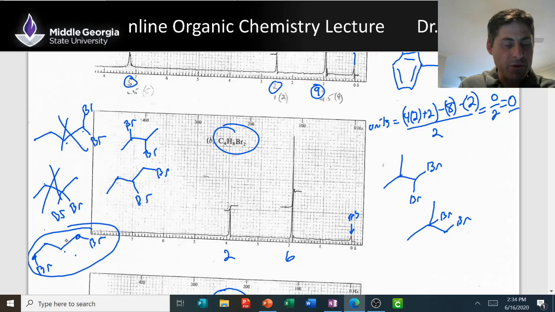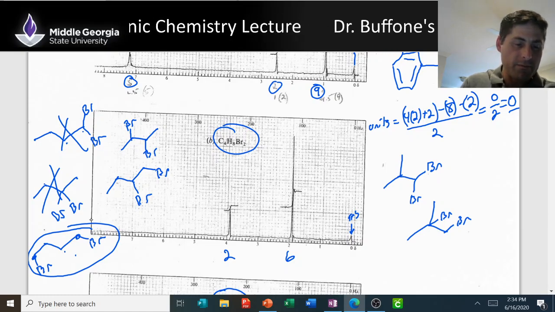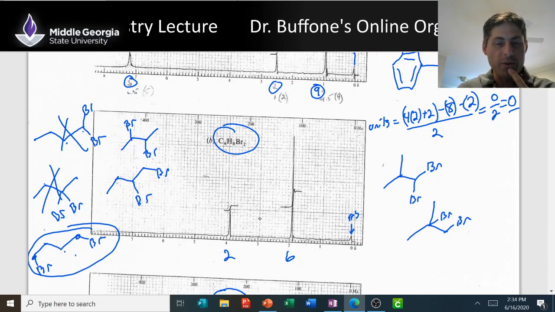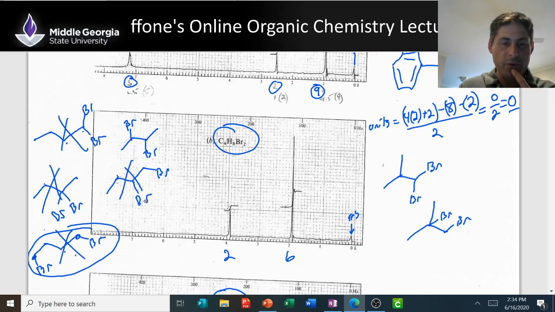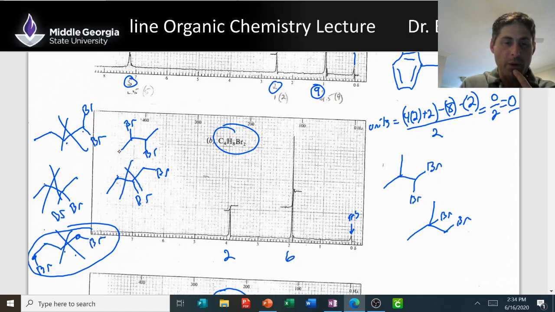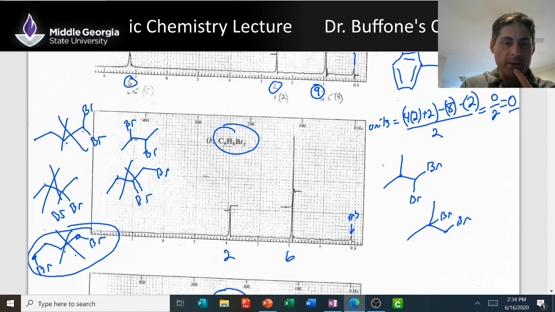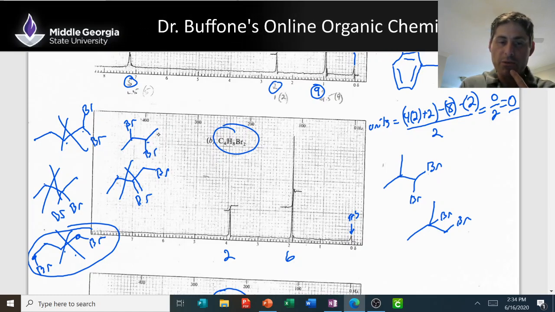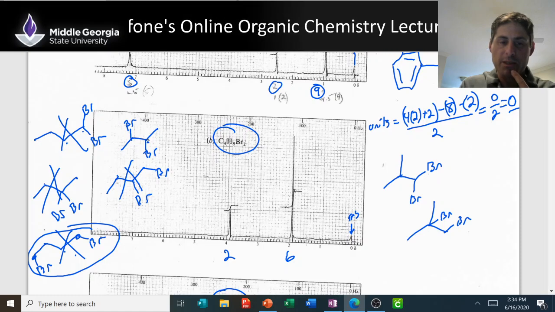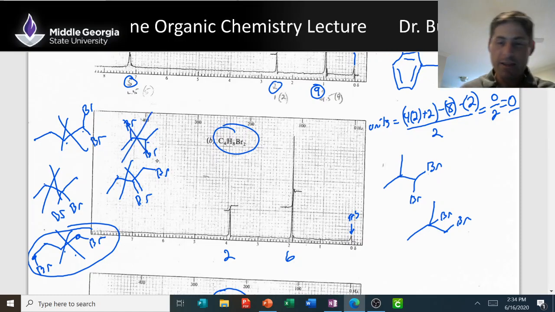This would get split into a triplet. This would get split into a triplet. So there's no triplets. Can't be that one. 1, 2, 3, 4. We don't have 4 signals. These 2 methyls are equivalent. These 2 CHs are equivalent. So this is a possibility for 2 signals, but this methyl would be split into a doublet. There's no splitting. That can't be.